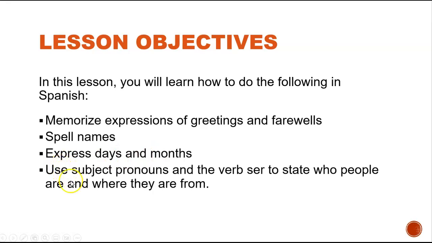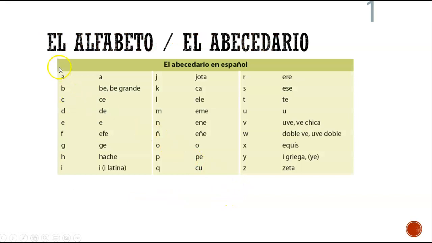Lastly, we're going to use subject pronouns and the verb ser to state who people are, so we can use this verb to identify, and where they are from. Okay, so just to get us going, let's start with the alphabet.